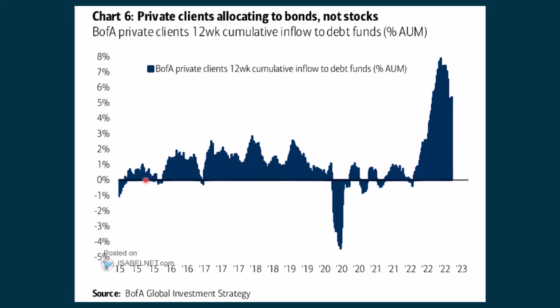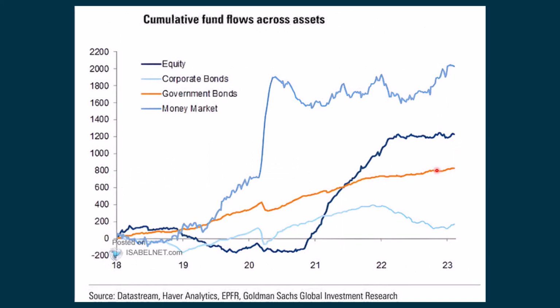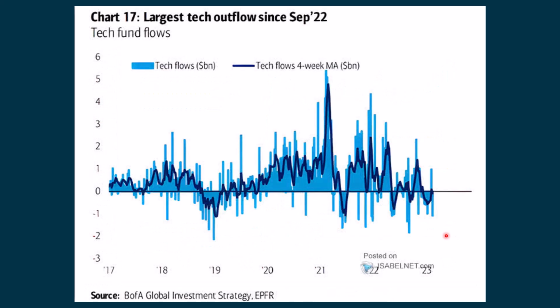This chart suggests that private clients are allocating to bonds, not stocks. We're seeing a lot of inflow going back into bonds. Looking at the cumulative fund flows across assets, we still have a lot of folks that are in money market funds. That's way in the lead, followed by stocks, and then government bonds, and then at the bottom are the corporate bonds. This chart shows that we're seeing the largest tech outflow since last fall.